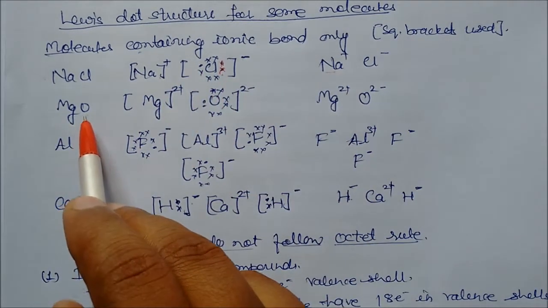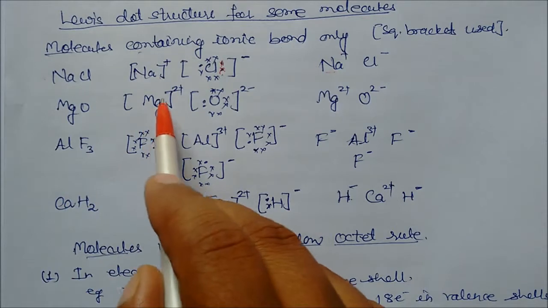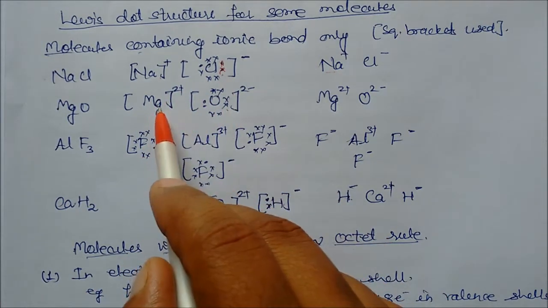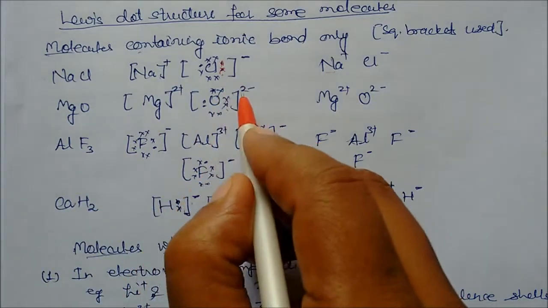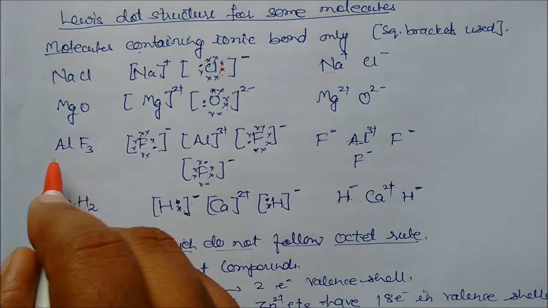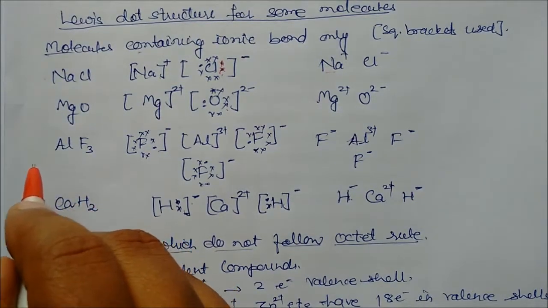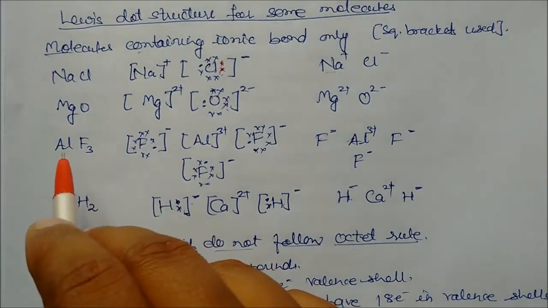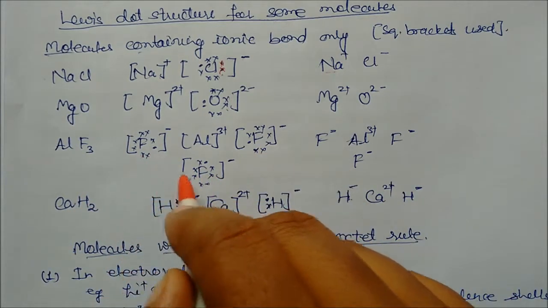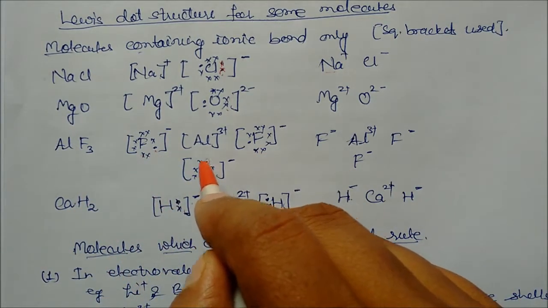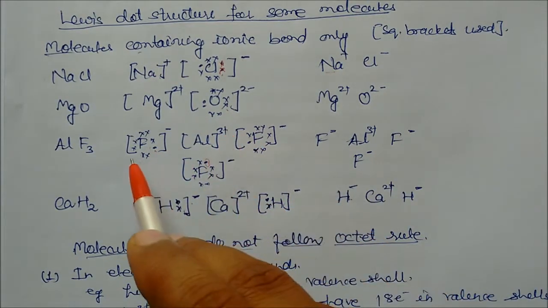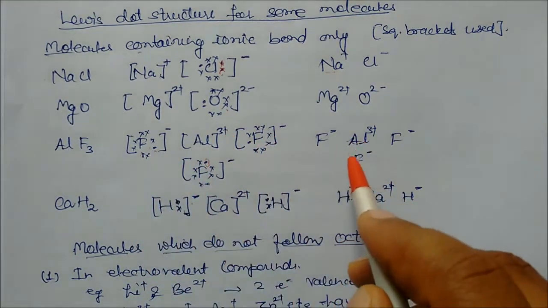Similarly for magnesium oxide, magnesium can lose 2 electrons, and the 2 electrons are given to oxygen, so oxygen also has 8 electrons, so it is 2 negative charge and 2 positive charge. See aluminium fluoride: aluminium can lose 3 electrons, giving 1 electron to each fluorine. So the aluminium will have 3 positive charges and the fluorides will have negative charges. So this is the diagram.